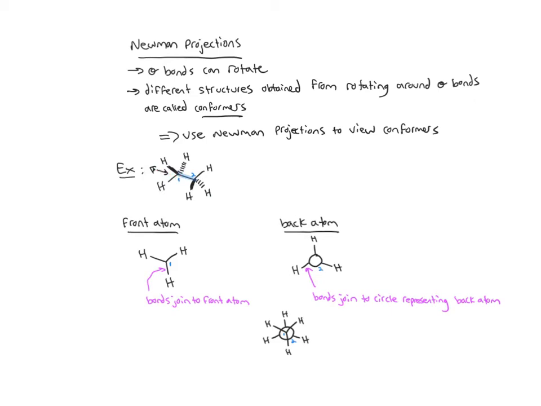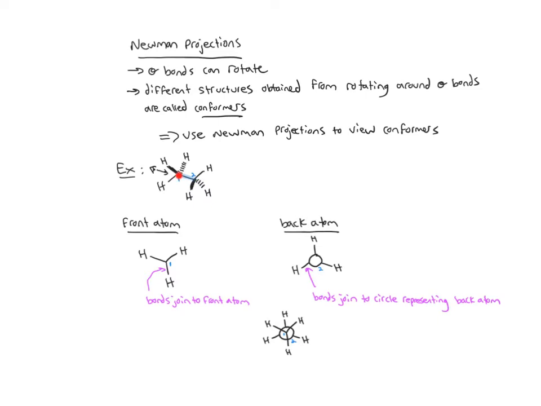It actually doesn't matter which way you end up looking down the bond. You could look from the right as well, and we'll see that in the example we do next. It really doesn't matter as long as we're looking directly down the bond, and as long as your Newman projection is consistent with the way that you're looking down the bond. So here we're looking down it with carbon 1 at the front, carbon 2 at the back.